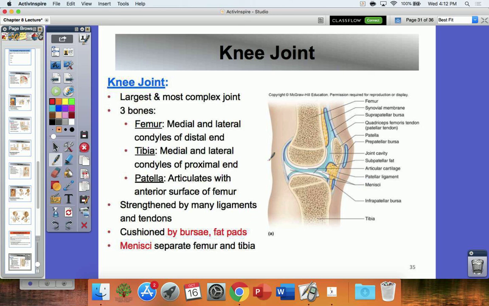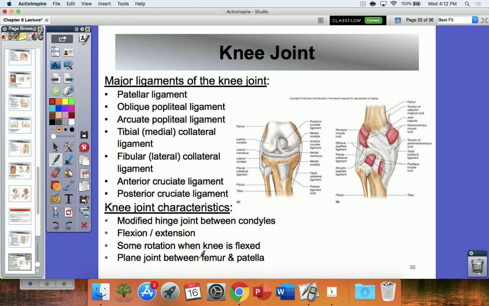And 3 bones are going to be involved. We have the femur, the tibia, and the patella. Many things are going to help cushion those bones and the articulations of those bones. So lots and lots of ligaments here. So we know that we have a hinge joint, we have flexion and extension, all of that.